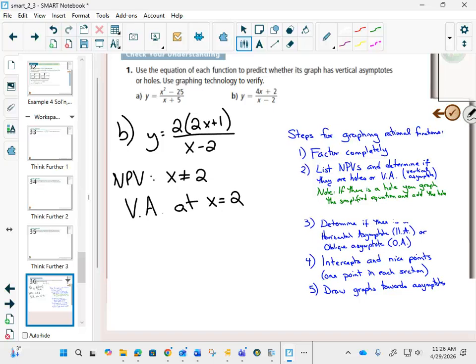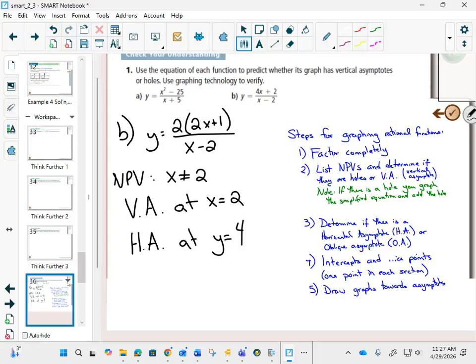That's step 2, our non-permissible values. Afterwards, we have to determine if there's a horizontal asymptote or an oblique asymptote. Question 2, which group is it? Group 1, group 2, or group 3? Same degree on the top, same degree on the bottom. This is group 2. Group 2 has a horizontal asymptote at y equals 4 divided by 1, 4. So that's step 3.